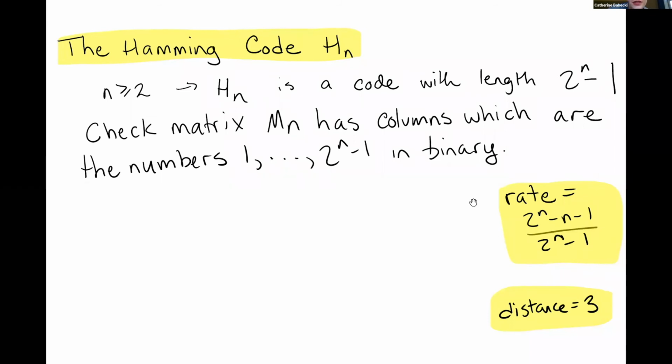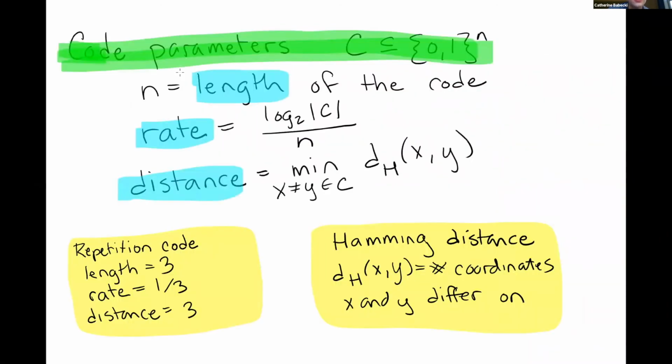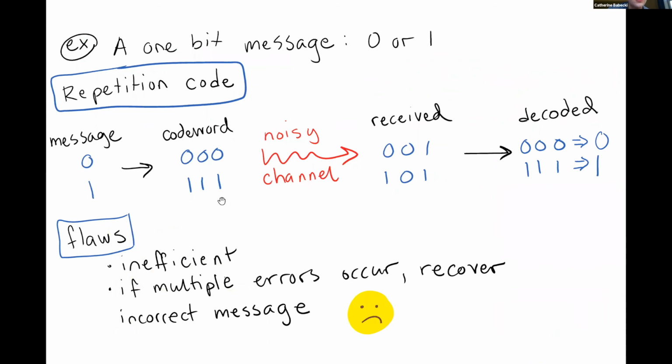The distance of the repetition code is 3. So the only 2 code words in the repetition code are these 2. Every other string of 3 bits is not a code word. So we only have two words to look at, and their distance is 3 because they disagree everywhere. So the minimum distance between 2 code words is the distance between the only 2 code words there are, which is 3.